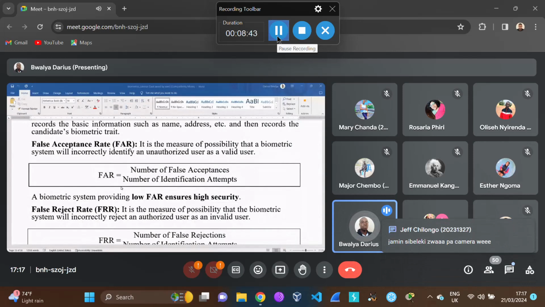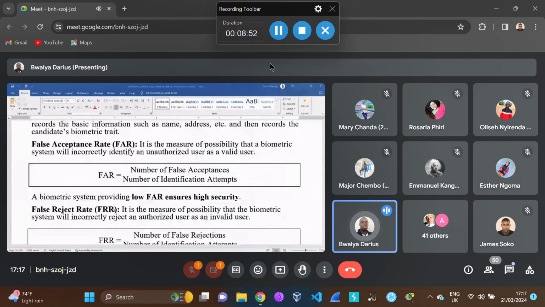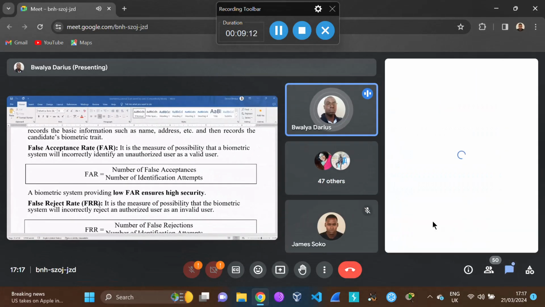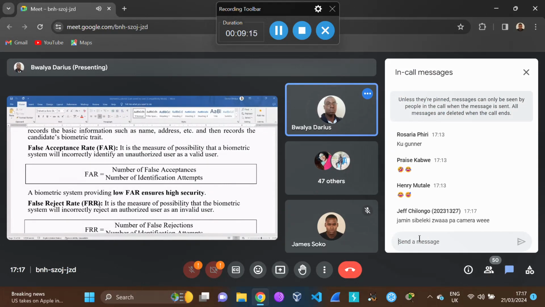On the notes, you can see that a biometric system providing low FAR ensures high security. Why is that? Why do you think that statement makes sense? The FAR is given by the number of false acceptances over the number of identification attempts. Why is it that a low FAR ensures high security?